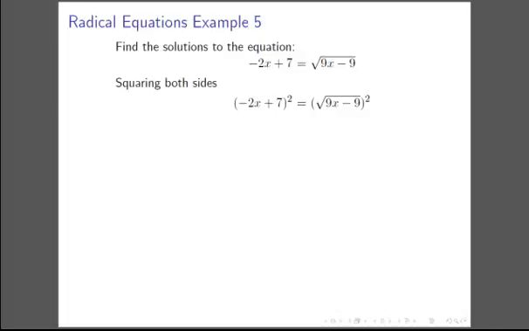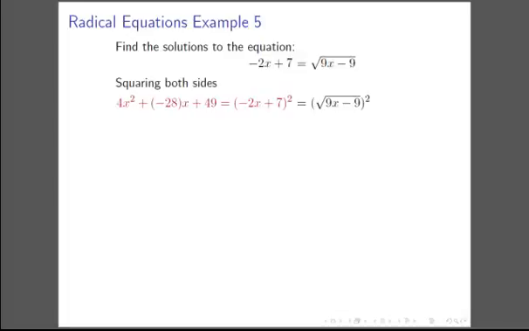To square the left-hand side, we need to distribute. Doing this, we get 4x squared plus negative 28x plus 49, or in other words, 4x squared minus 28x plus 49. If you'd like to see the steps of this done out, click the link above the equation.